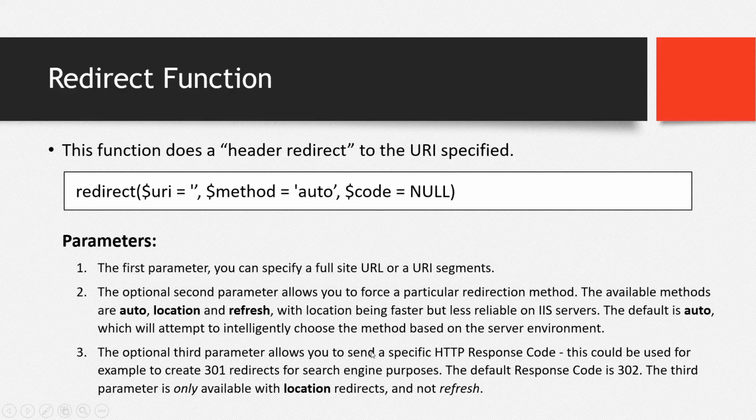Okay? So the optional third parameter allows you to send a specific HTTP response code. This could be used, for example, to create 301 redirects for search engine purposes. The default response code is 302. The third parameter is only available with location redirects, not refresh. Okay?